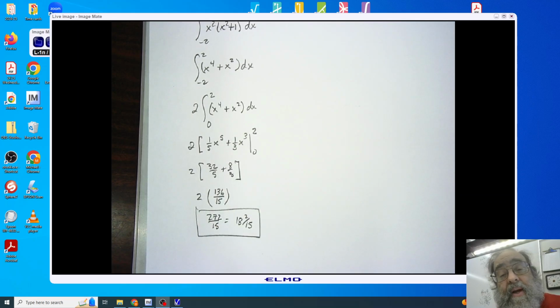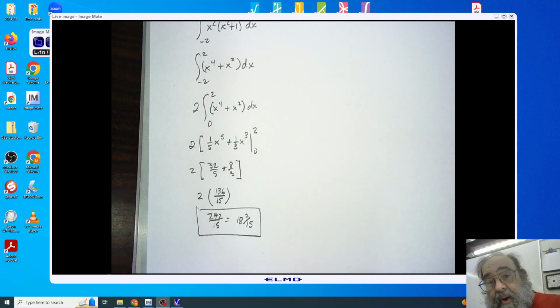Once again, that is using our even function doubling rule, where we can cut the function in half and double the overall area. So we're cutting the interval from negative 2 to 2. We're going 0 to 2. So we cut the interval in half and we double the overall area.